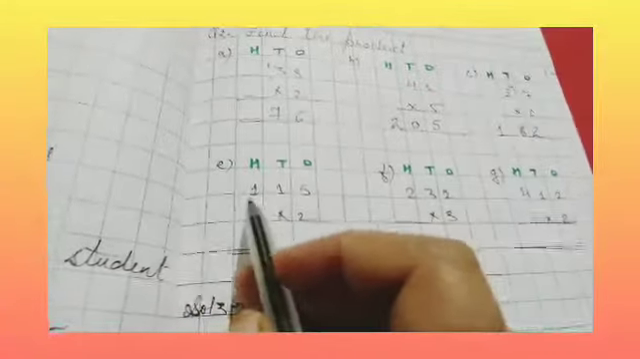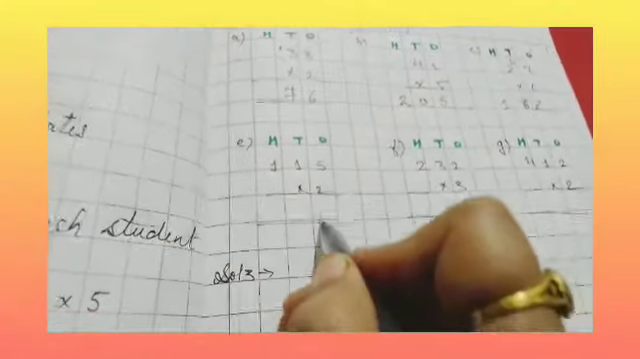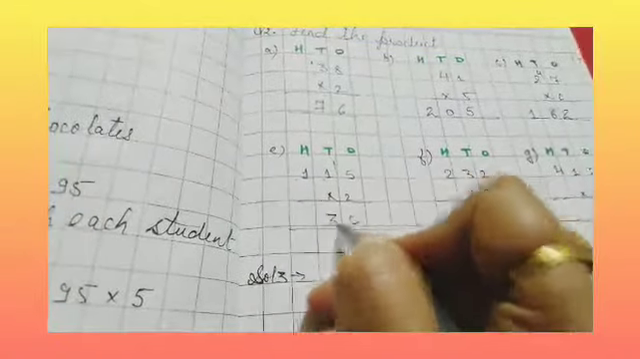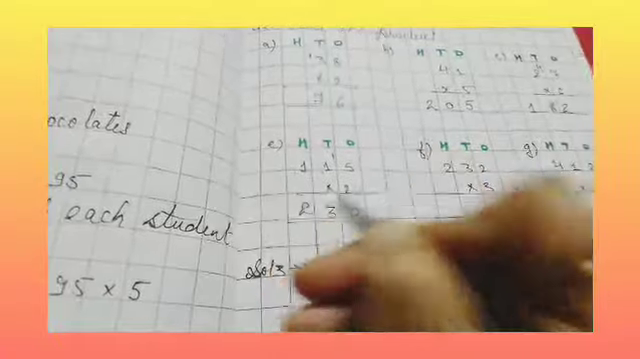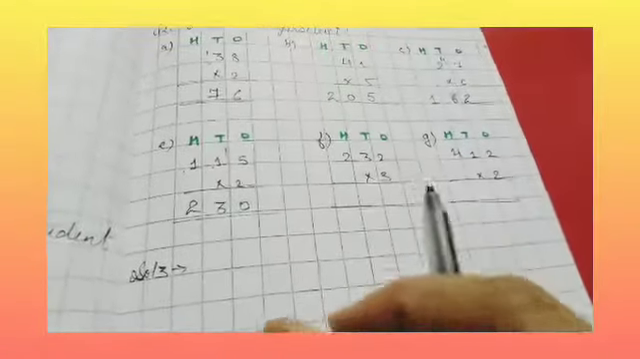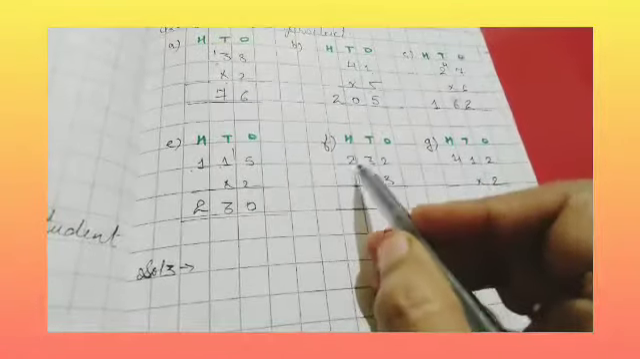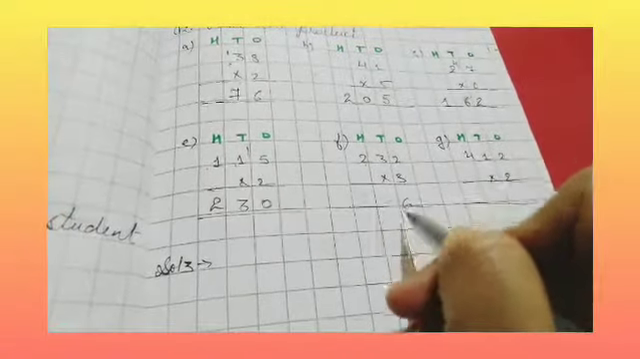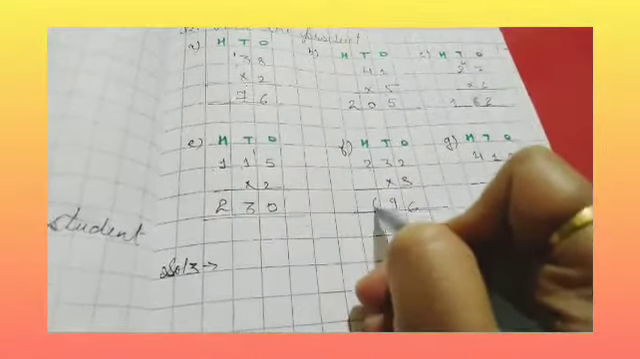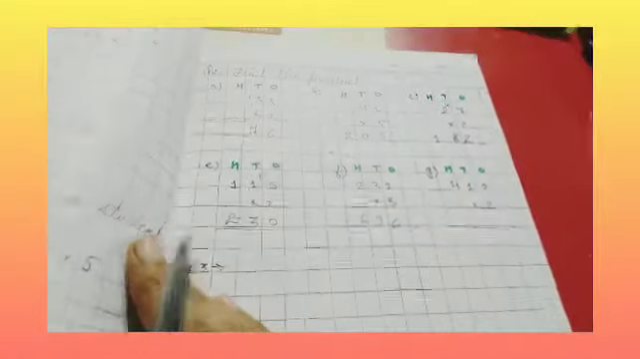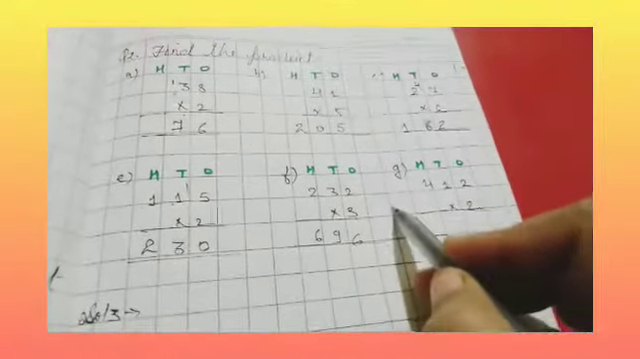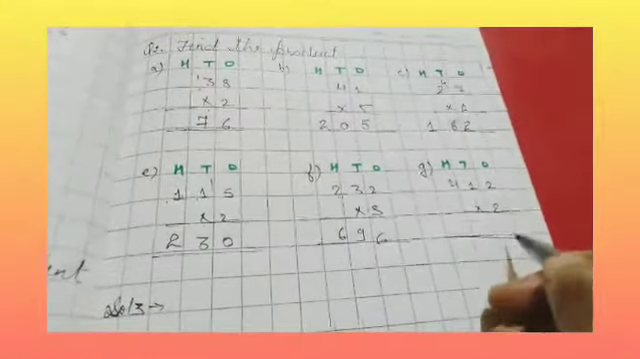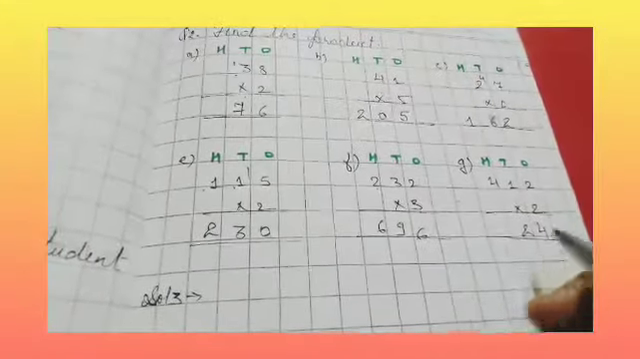Now part E, 115 into 2. So 2 5's are 10, 0 carry 1, 2 1's are 2 and 1, 3, 2 1's are 2. So answer is 230. Now part F, 232 into 3. So 3 2's are 6, 3 3's are 9, 3 2's are 6. So answer is 696. Now part G, 412 into 2. So 2 2s are 4, 2 1s are 2, and 2 4s are 8.